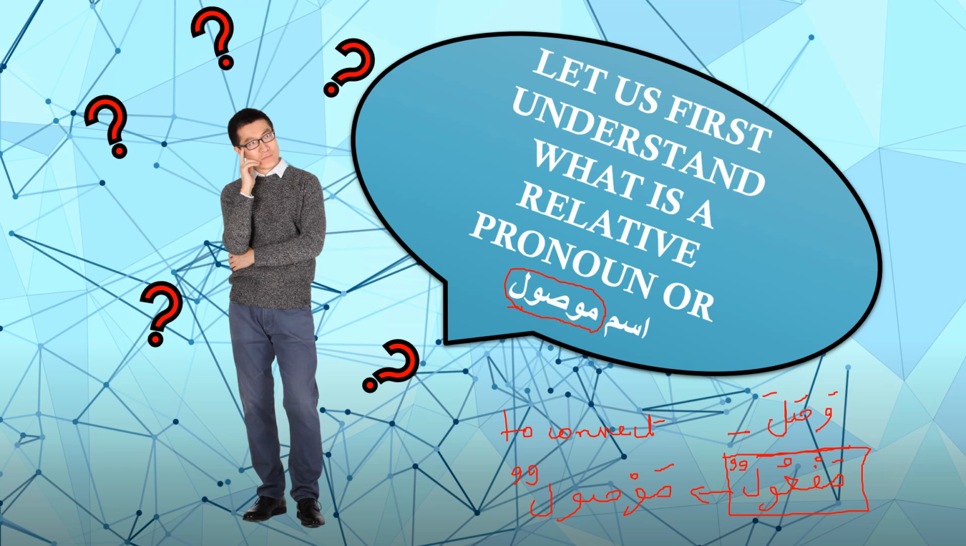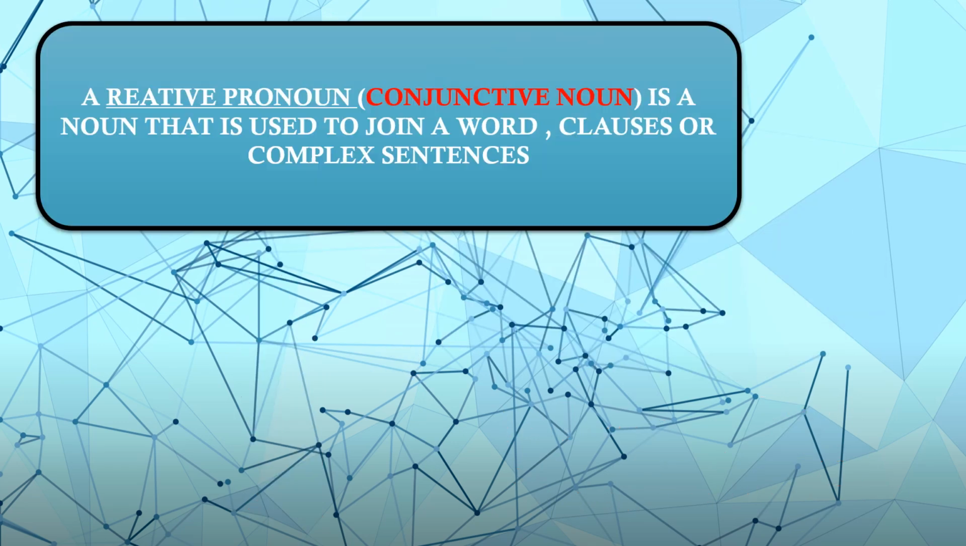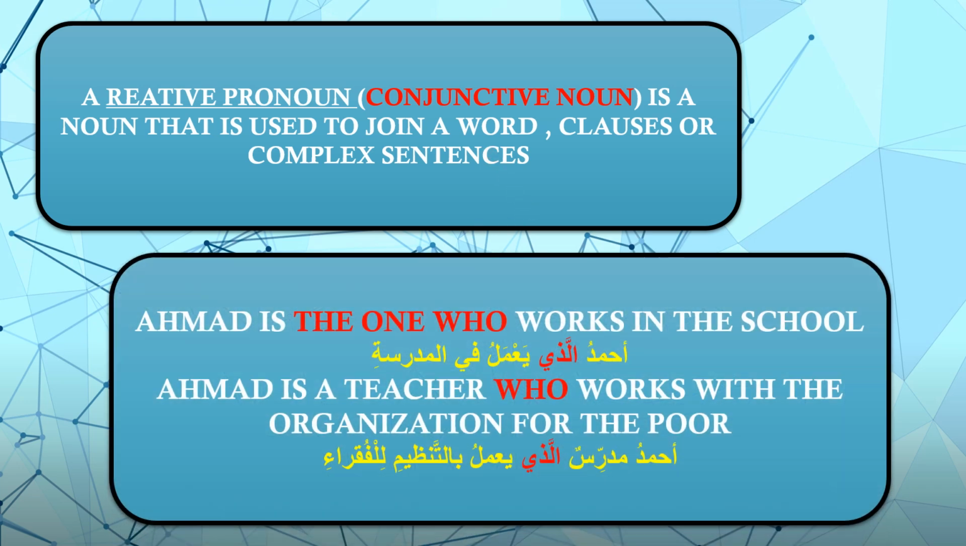So now let's see what is mausool. A relative pronoun, as you can understand in English easily, can be called a conjunctive noun. All the grammar rules cannot be translated or compared with English grammar, but still, if it's easier to understand, it's well and good. A relative pronoun or conjunctive noun is used to join two words together, clauses or complex sentences, two big sentences together. For an example, I have taken here Ahmad.